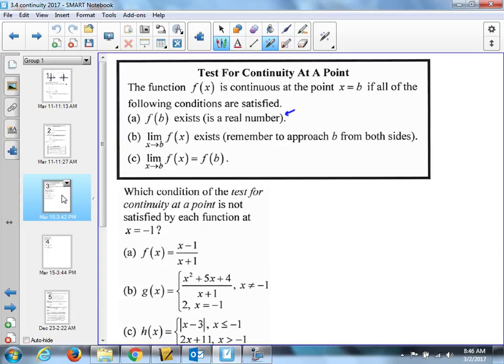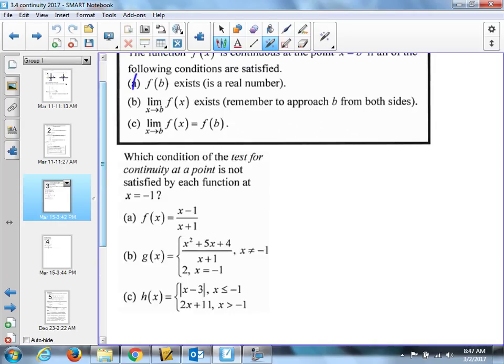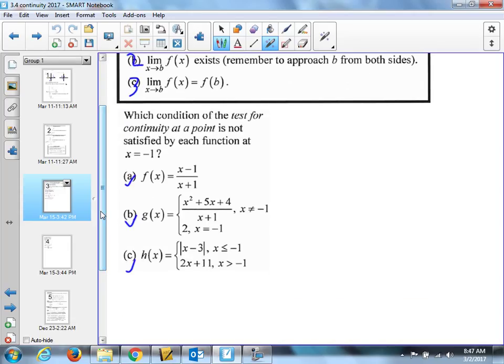Which condition for the continuity at a point test is not satisfied by each? So, we're testing at x equals -1. And we're looking for negative answers because they say not satisfied. We go in order, A, B, C. Now, I'll call these 1, 2, and 3, only because this is question A, B, and C, okay? I don't care if you use A, B, C, or 1, 2, 3. It's easy as A, B, C. Easy. Okay, so let's test this out.